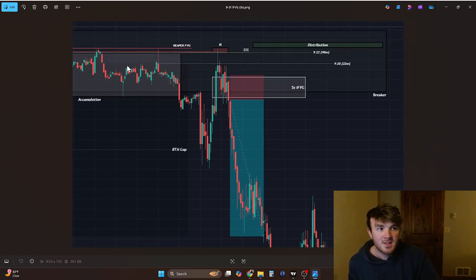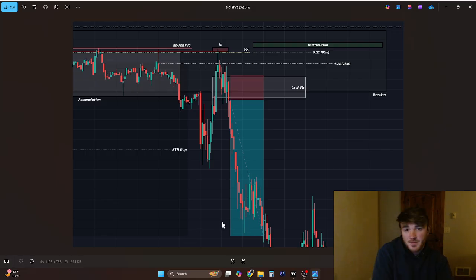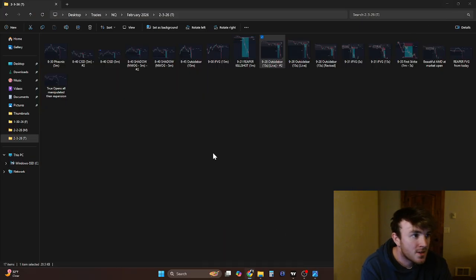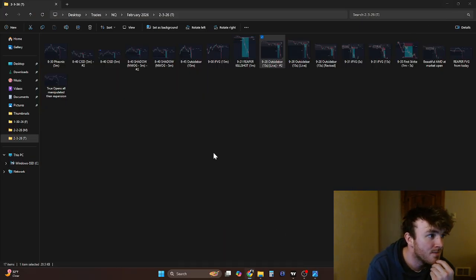And then you can just clearly see this was accumulation, manipulation, delivering from the Reaper gap, and the 5-second inversion fair value gap to go fill the RTH gap. And you could have even held it, and obviously with this trade, we ended up going lower for the whole entire rest of the day. So that was pretty cool. Okay, so I really like that trade as well.